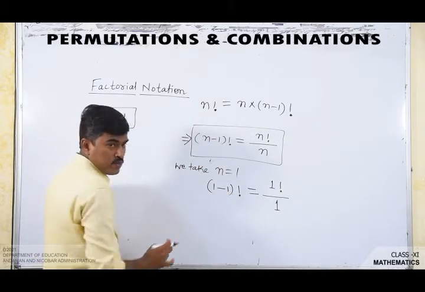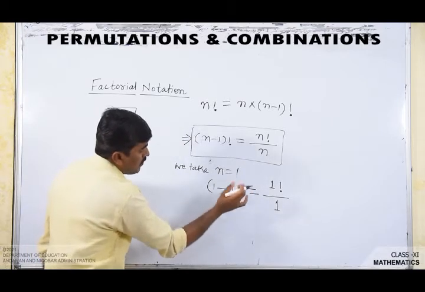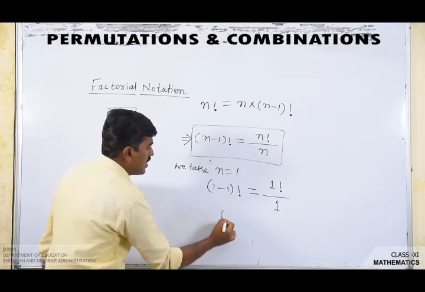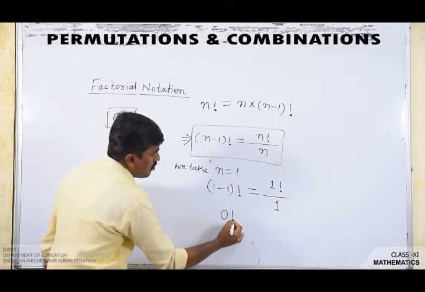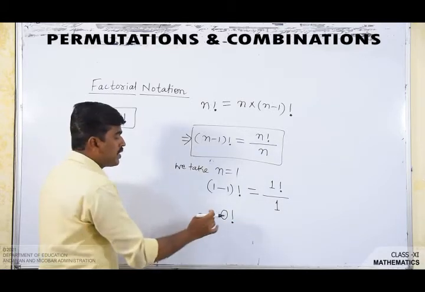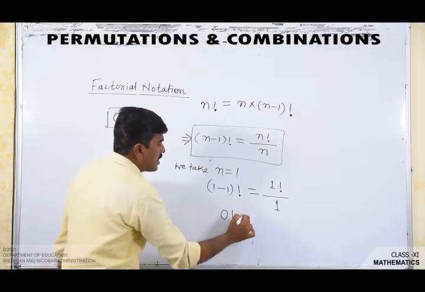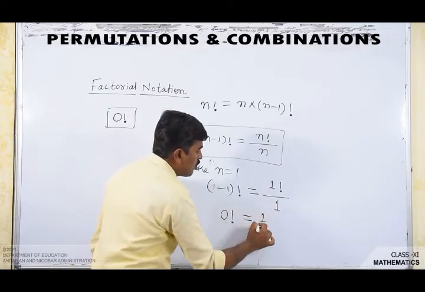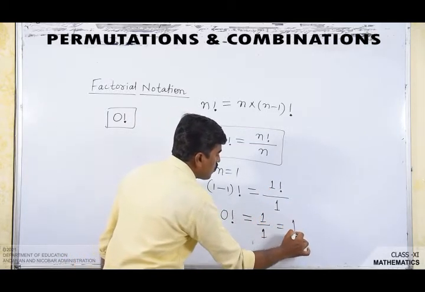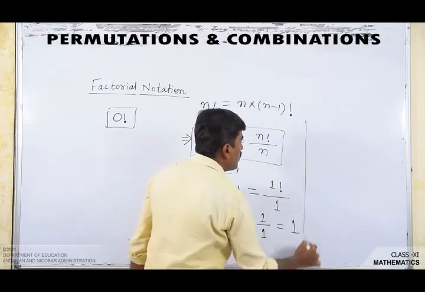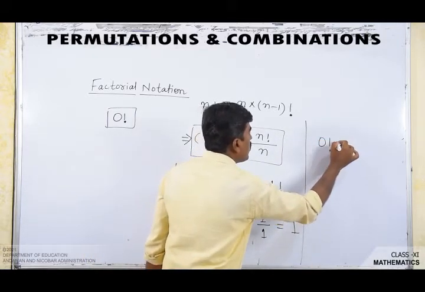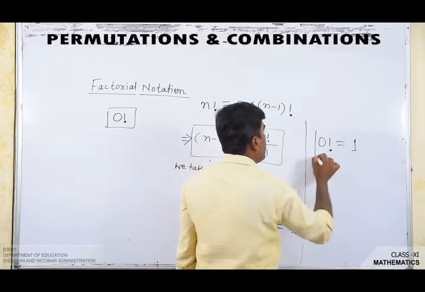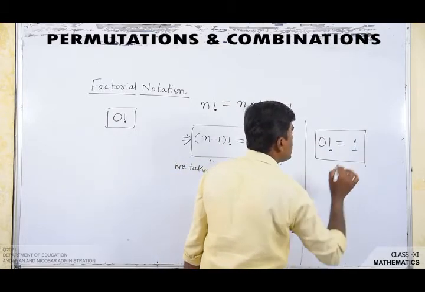So 1 minus 1, now it is 1 minus 1 whole factorial. So 1 minus 1 can be written as 0, and the symbol of factorial is there. So it is 0 factorial, that is equal to 1 factorial upon 1. What is the value of 1 factorial? That is 1, and the denominator is 1, so again it is 1. That means the value of 0 factorial is equal to 1.